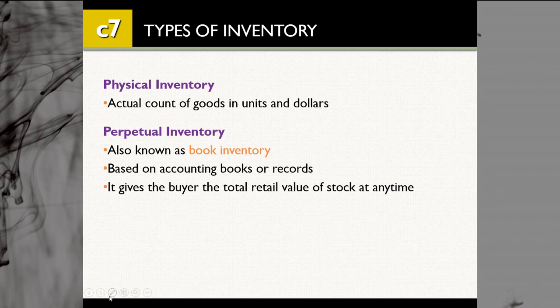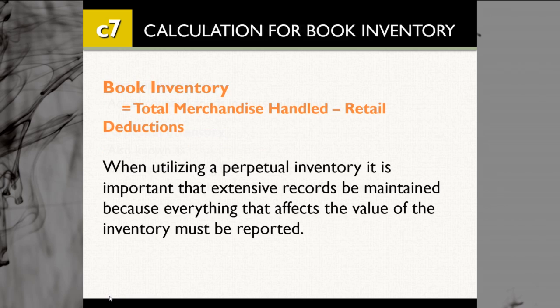Then let's talk more about book inventory today. Book inventory is total merchandise handled minus retail deductions. You can calculate this based on your total merchandise that you handle, and you can think about your retail deductions. And I will give you an example of how you can think about these increases and decreases to the value of your inventory on the next slide.